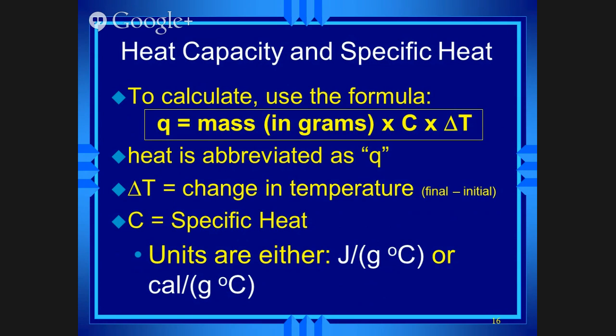In general, we're either going to do it in joules per gram degree Celsius or calories per gram degree Celsius. And of course, we can go back and forth between them because 1 calorie, little c calorie, is 4.2 joules. Well, it would change depending on what substance. It's C equals specific heat.